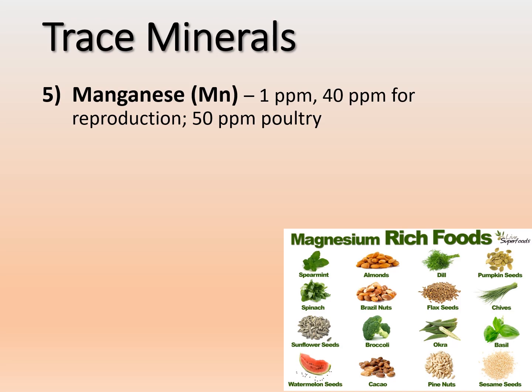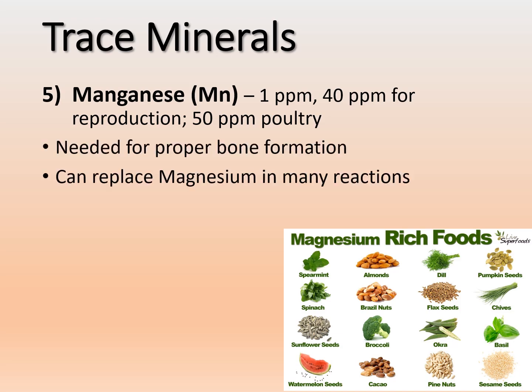So another trace mineral that we see in low amounts is manganese, but interestingly enough, it is required in higher amounts in reproductive animals and, more specifically, poultry. Poultry need quite high levels of manganese. They need 50 parts per million. Reproductive animals need 40 parts per million, whereas the normal amount that's required is only 1 part per million. So that's quite a big difference.